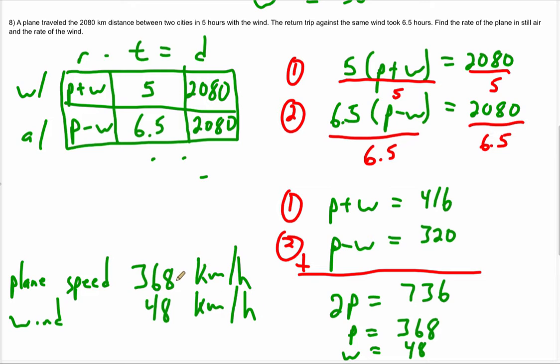We can test that because with the wind you're going 416 kilometers per hour times 5 is, yeah, that works, 2,080, and then 320 against the wind times 6.5, let's see, 320, 6.5, 1,600, 1,820... I think that works. Okay, so we're good. We're going on to the next one.